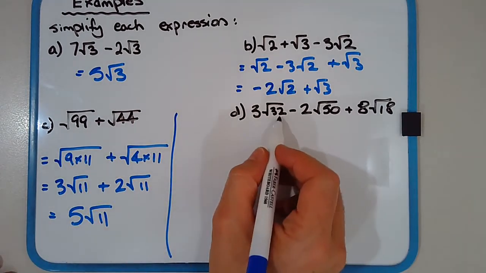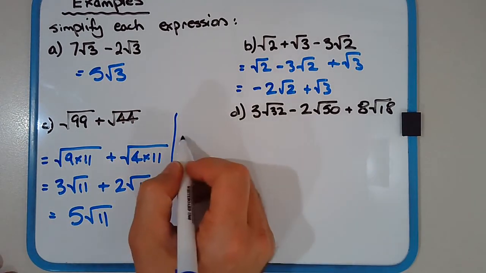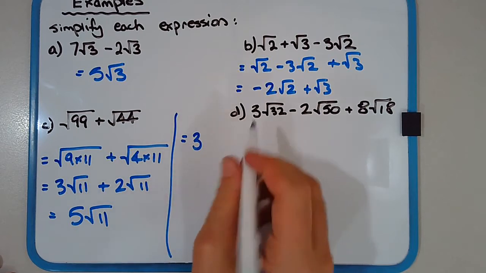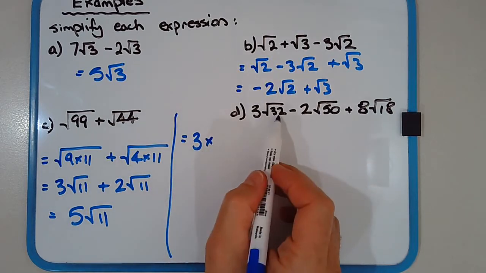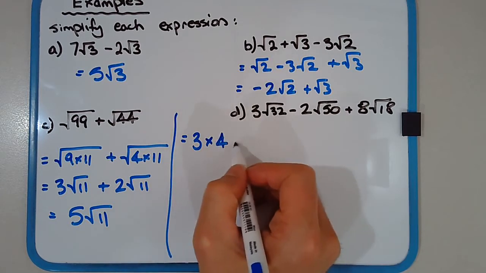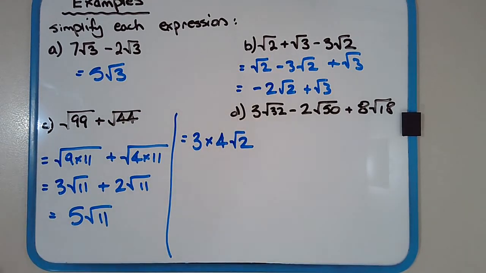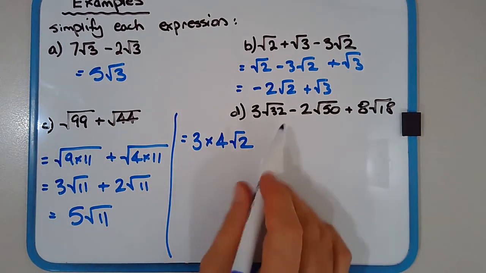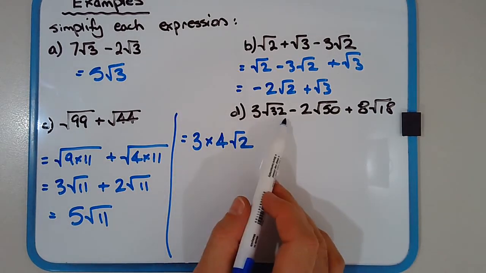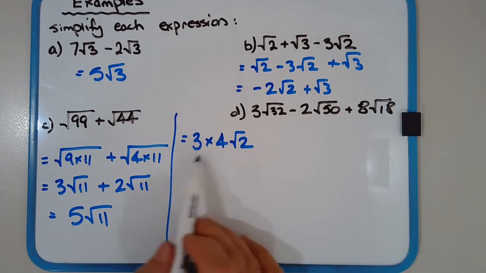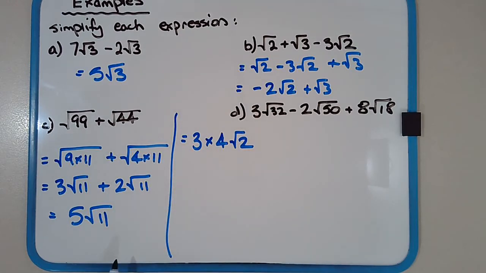So we've got 32, that's 16 times 2. The square root of 16 is 4, so we can take 4 out, and we end up with a root 2 inside the surd here. I've deliberately skipped a step here. Eventually, once you get good at these, you can basically go straight from 3 root 32 and write it as 3 times 4 root 2.